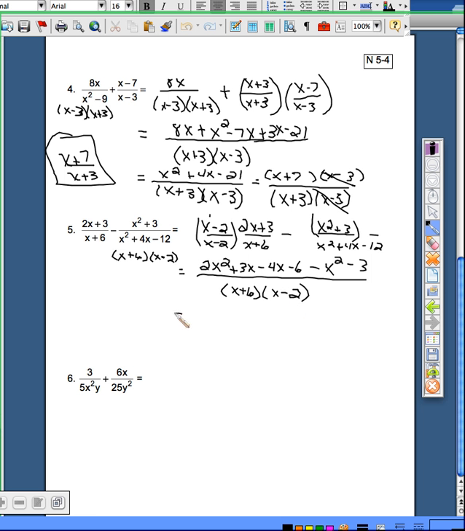Factor, combine like terms first. 2x squared minus x squared is x squared. 3x minus 4x is negative x. And then minus 6 minus 3 is minus 9. All of that over x plus 6 times x minus 2. And we need to think of factors that would multiply to be negative 9, add to be negative x. Well, the only factors of 9 are 9 times 1 and 3 times 3, and none of those would combine to be negative x. So we cannot factor that numerator, and so my final answer stays just like that.